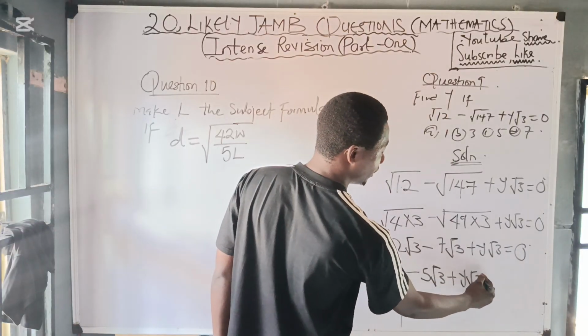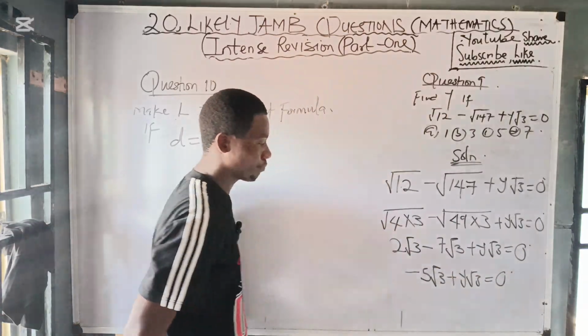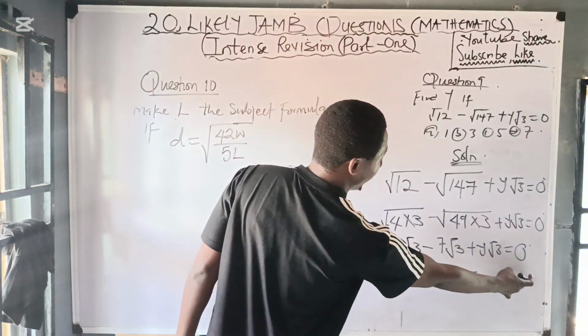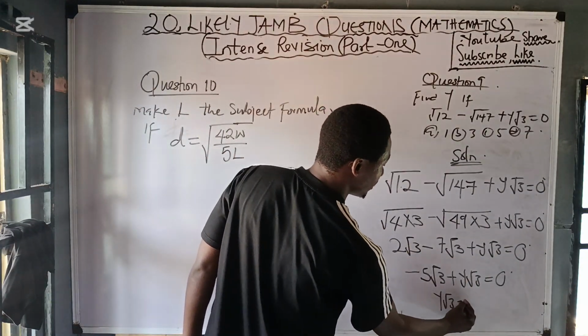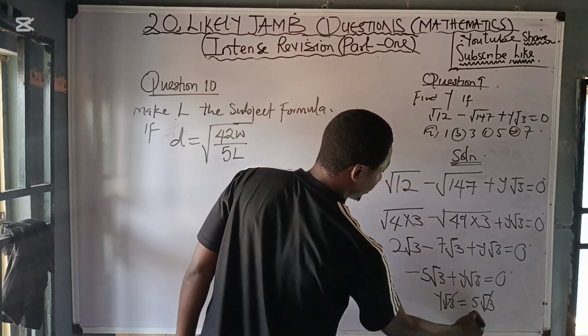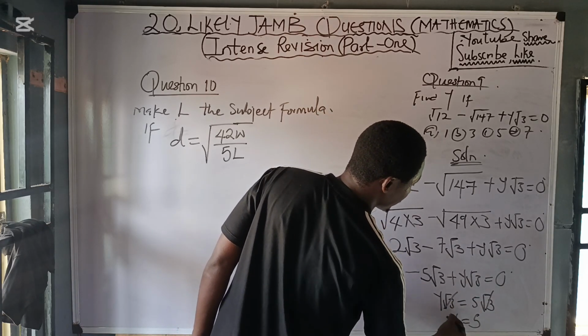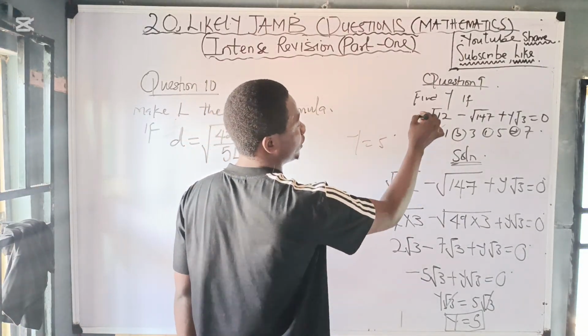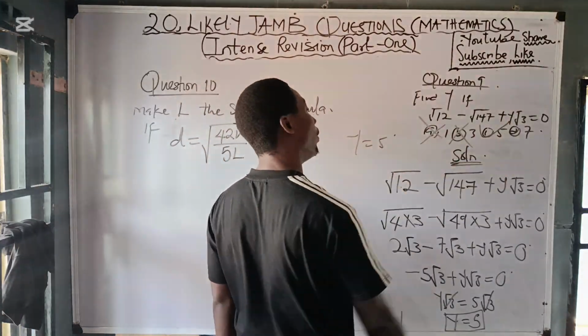Plus y root 3 equals 0. So what do we do now? Very easy. You can take this over so that you have y root 3 equals 5 root 3. So that root 3 can cancel root 3. y is equal to 5. So the answer is y equals 5. It's not A, it's not B. The answer is C.